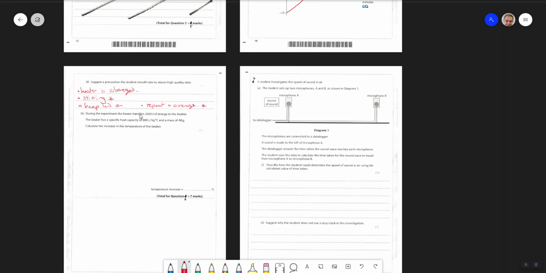During an experiment, the heater transfers 2,500 joules of energy. We've got a specific heat capacity of 880 joules per kilogram degree Celsius. We've got a mass of 48 grams. Oh, that's exciting. We've got to make sure we do a conversion out of that. So we are using the equation, written in the book as change in thermal energy, Q, equals mc change in temperature.